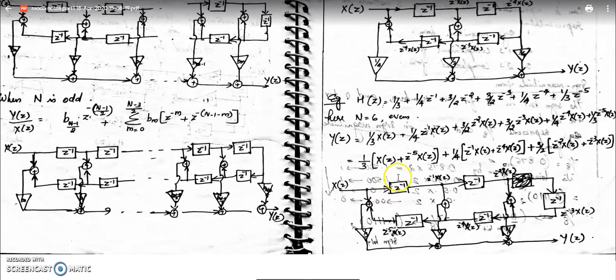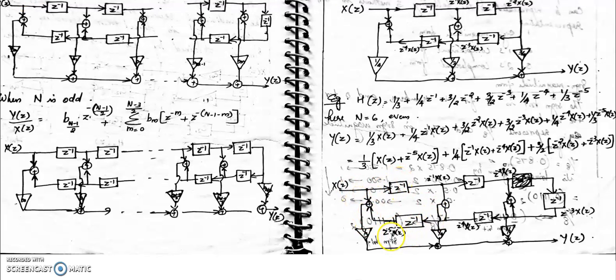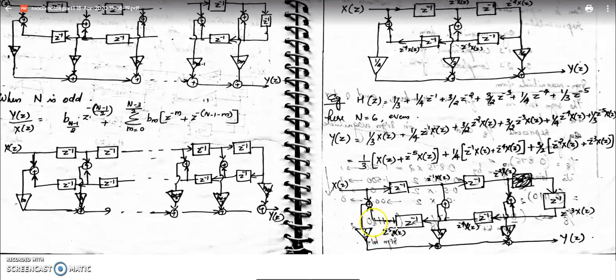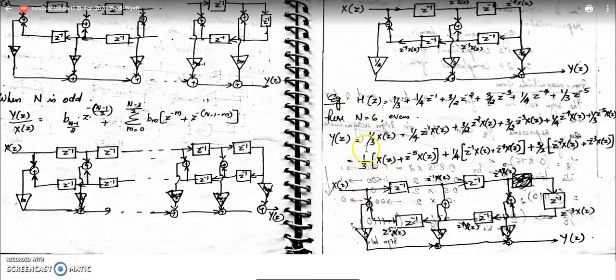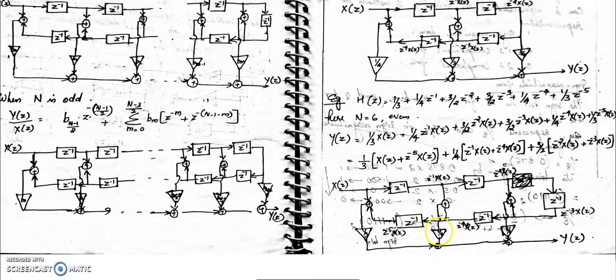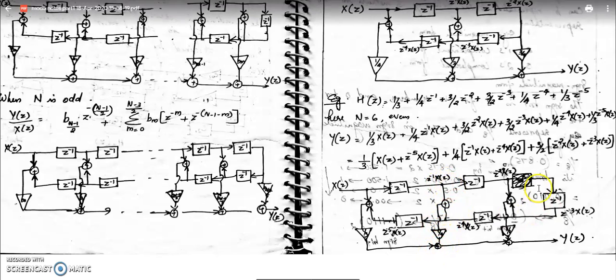After that, x of z will be added with z raised to minus 5 x of z. How many are there? There are 5. So passing through the 5, finally we will get z raised to minus 5 x of z. Then x of z and z raised to minus 5 x of z are added, and you have to multiply with 1 by 3. Here similarly, z raised to minus 1 x of z and z raised to minus 4 x of z are added, multiplied with 1 by 4 and added with this, like that.